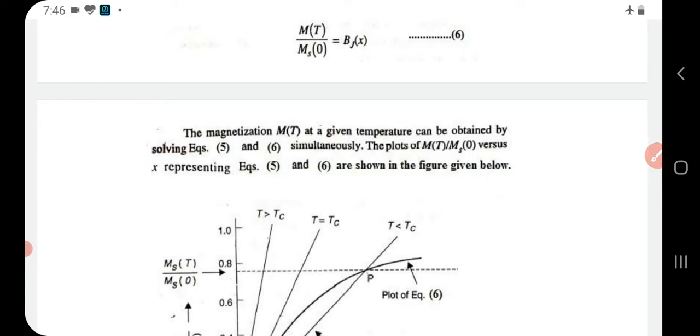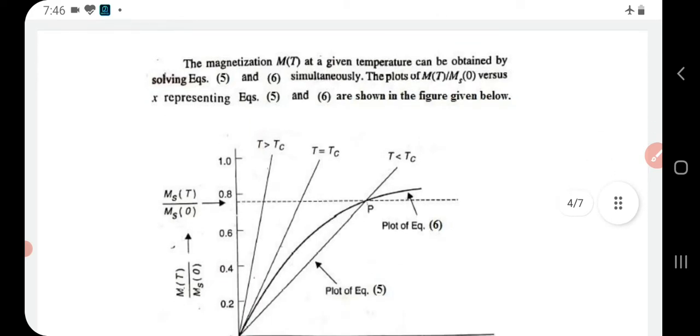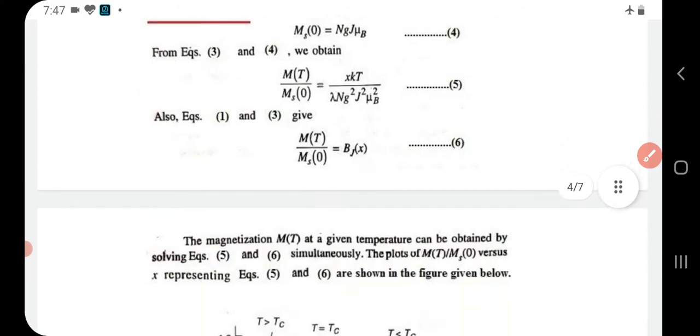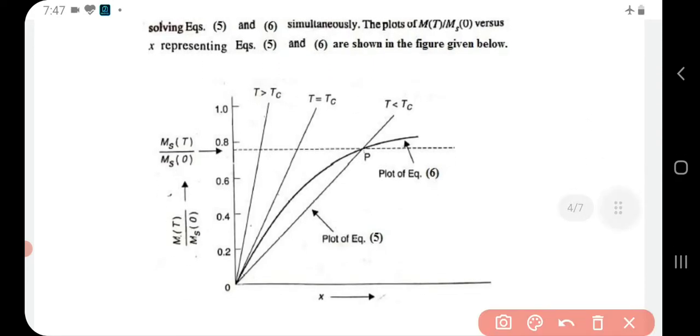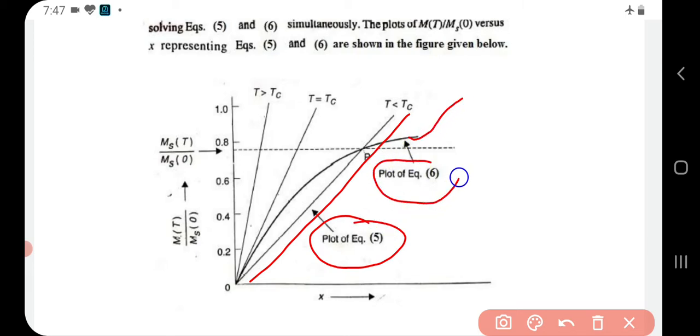Now the magnetization M_T, that is the magnetization at a given temperature, is what is written as M_T. You can obtain the value of M_T by solving equations 5 and 6 simultaneously. And the plot of M_T by M_S0 versus x, representing equations 5 and 6, is shown in the figure given below. See, this is the curve corresponding to equation 5. Then this one is the curve corresponding to equation 6.